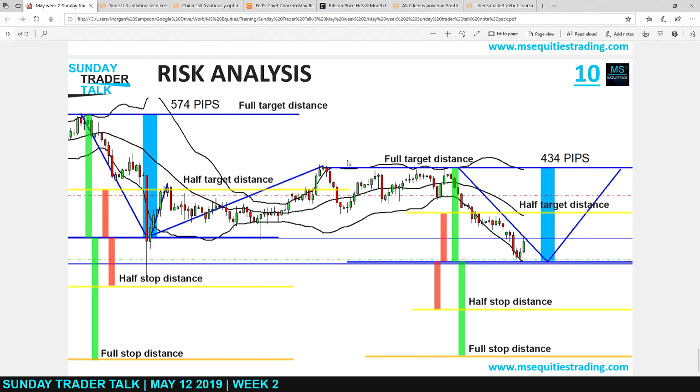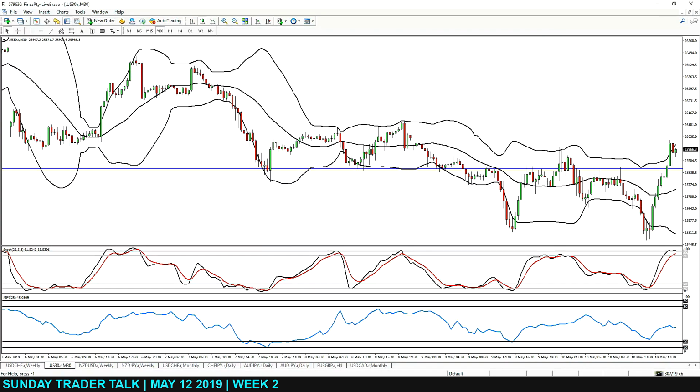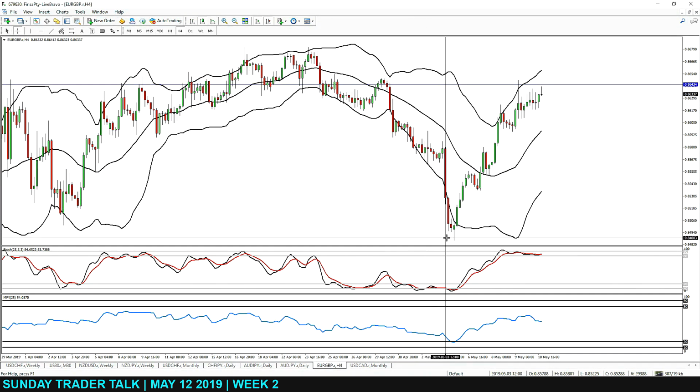You know, this is definitely what I'm looking at in terms of my risk. I have a suspicion the market is going to move to the half target distance. If it moves there, I might get out. And this is really what the euro pound was. On the euro pound, just going back to that, you can see basically we had the market move higher. It moved to my half stop distance.